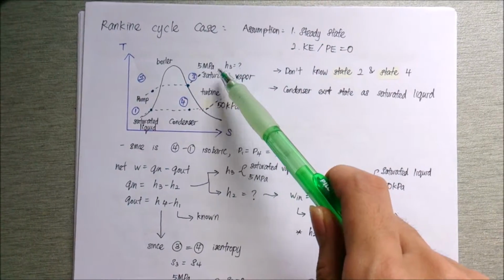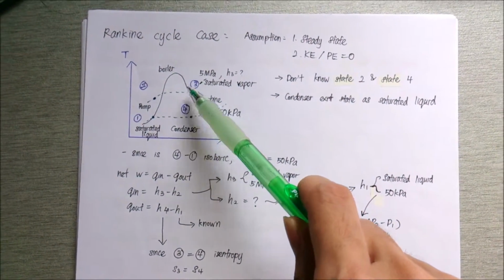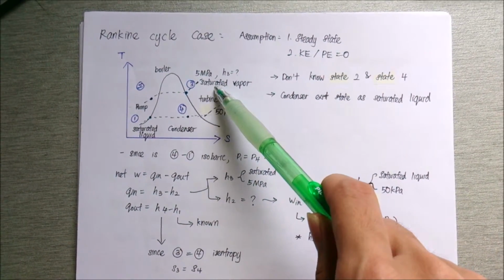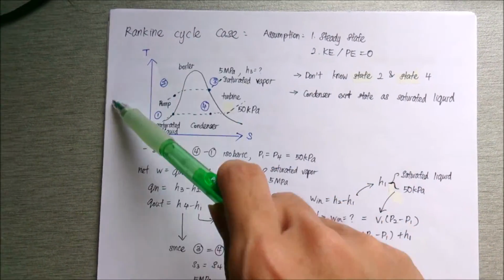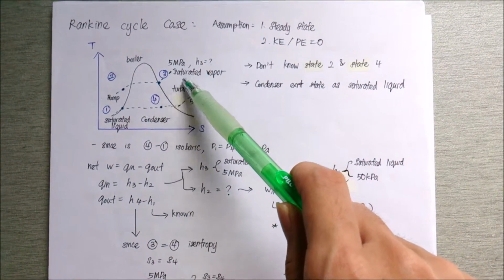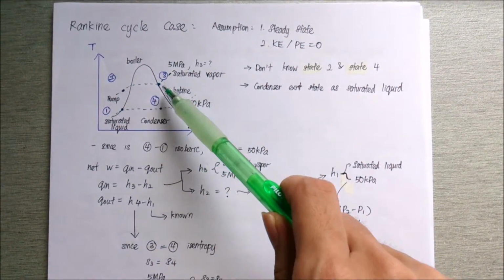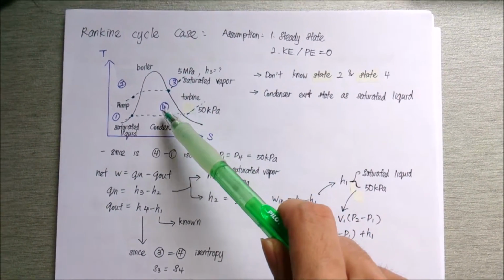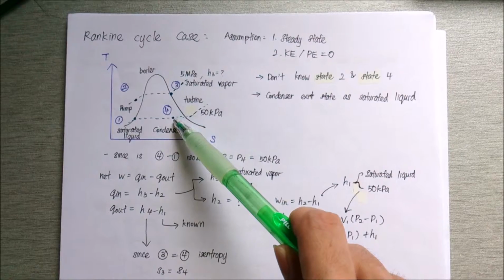Because it entered the turbine, we know that it is state 3. So state 3 is 5 megapascal and saturated vapor. And it's easier for us to draw a TS diagram so we know what it actually looks like. And since we know that it's an isentropic process from 3 to 4, we should know that it is a straight line, and the state 4 is a saturated liquid-vapor mixture.